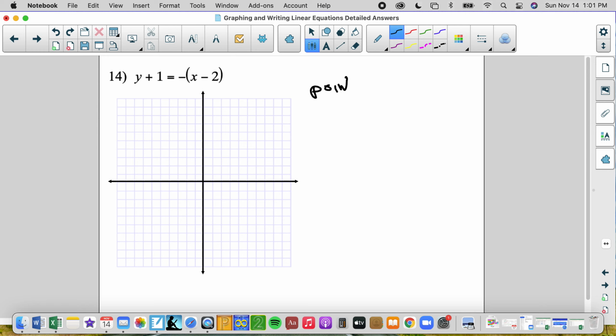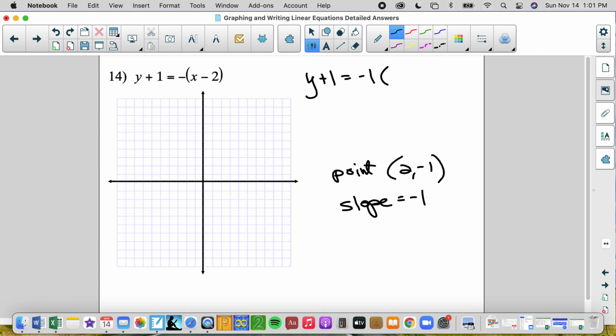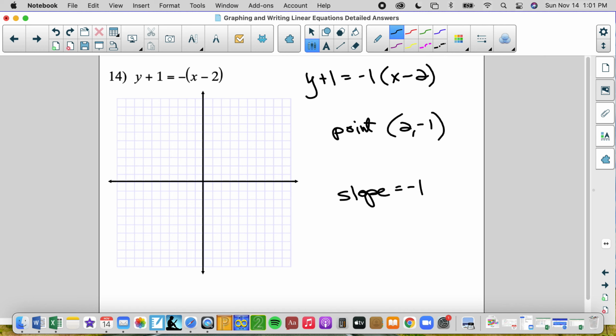Let's go over our point. Our point here is going to be 2, negative 1 with a slope of negative 1. Here we see it again. We see that negative, so there's really an invisible 1 outside of that parentheses. When we see a negative out there, that represents a negative 1. Hence why our slope is negative 1.